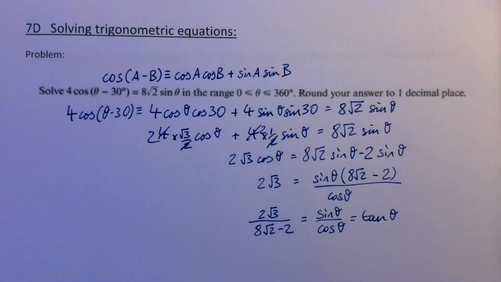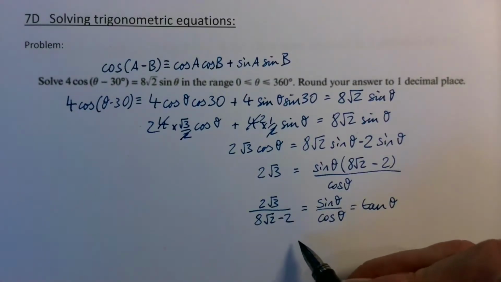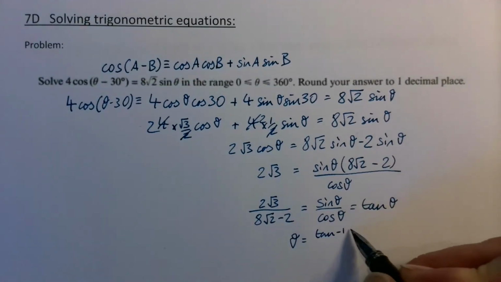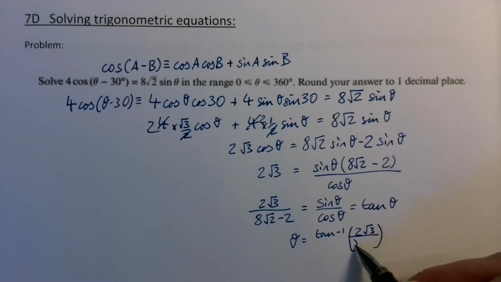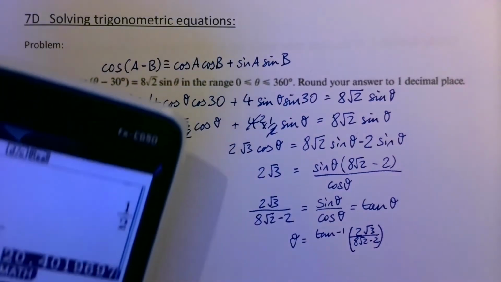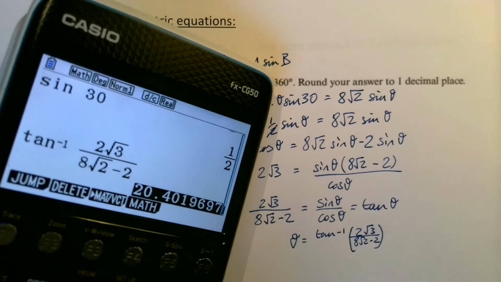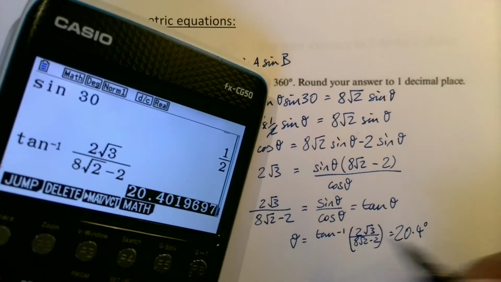So that means I can now find out what the angle is by doing the inverse of tan to that. So theta is going to be tan to the minus 1 of 2 root 3 over 8 root 2 take 2. You can whack that all in the calculator, and this is what we should get. Make sure you're in degrees mode, of course. So that gives you 20.4 degrees to 1 decimal place.